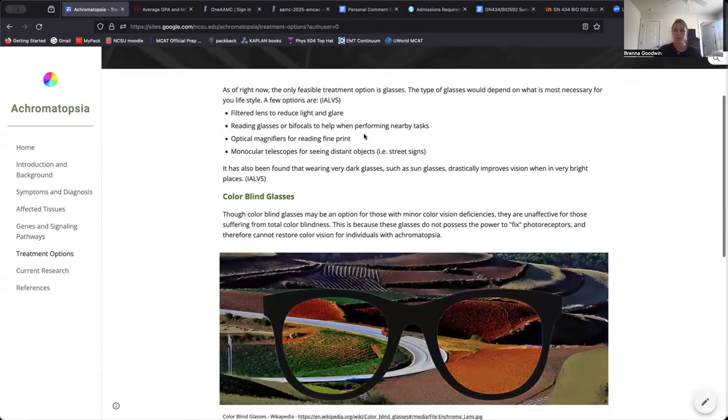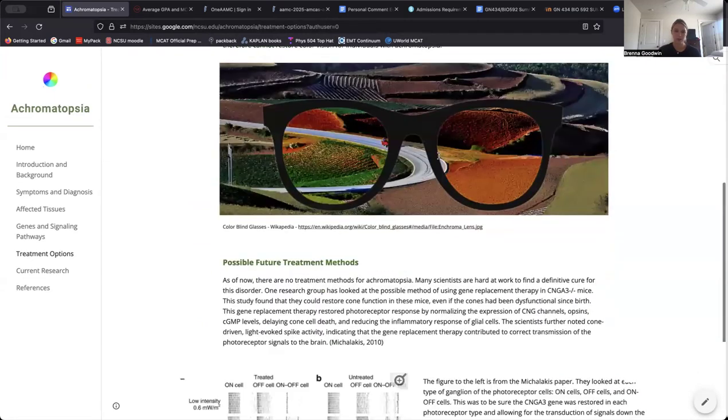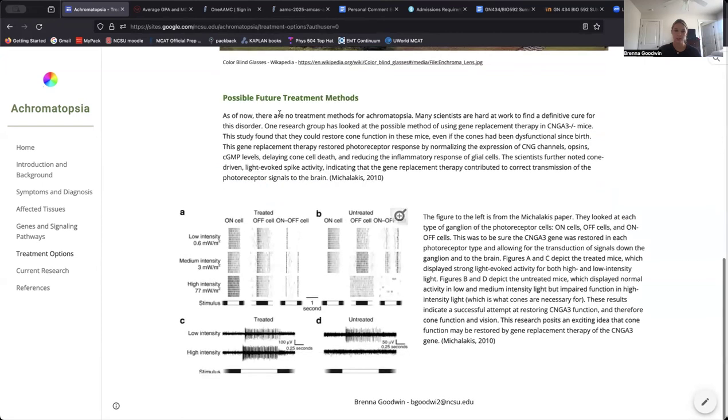So this just goes into really the only treatment option, which is glasses right now. I included colorblind glasses because it is something that's becoming a little bit more popular, but it cannot be used for achromatopsia because it does not have the power to fix or heal dysfunctional cones. And then possible treatment methods, as of now, there aren't any cures, but this is gene replacement therapy that was done on a CNGA3 knockout mouse, and it was successful. So hopefully this can be translated to humans in not too long.